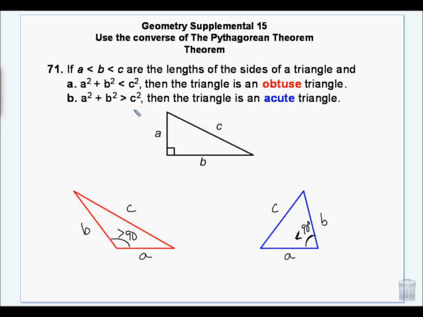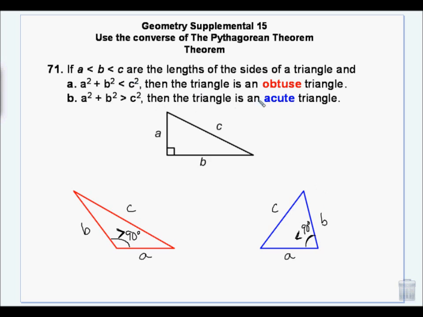Is the greater symbol 90 or the 7? Oh no, that's greater than 90 for an obtuse angle. And that means it could be 91, right? It's just greater than, I mean, it could be 90.2. It's still going to be greater than 90. Here, this is going to be less than 90. It could be 89.9, but it's going to be less than 90.